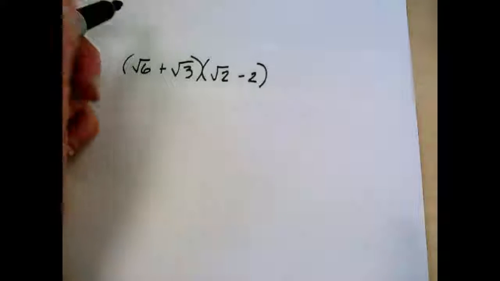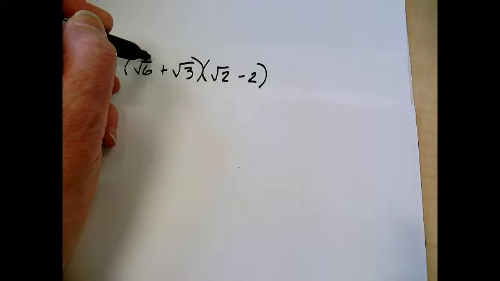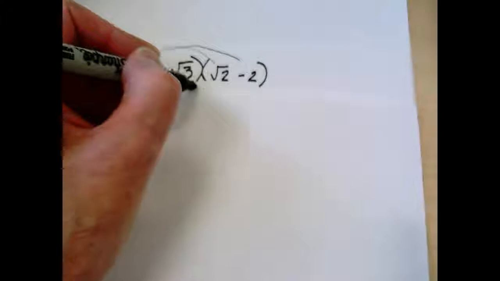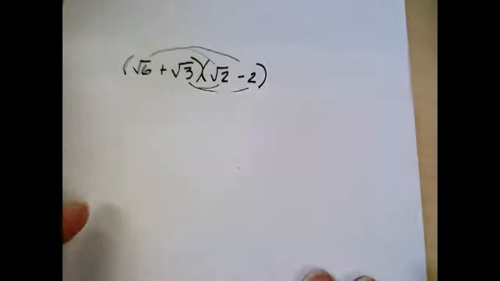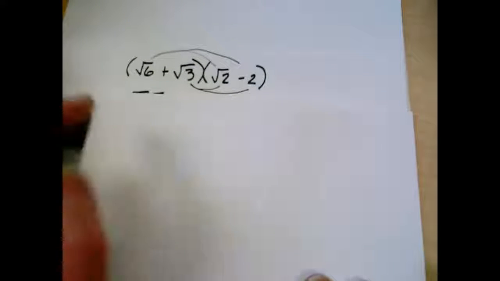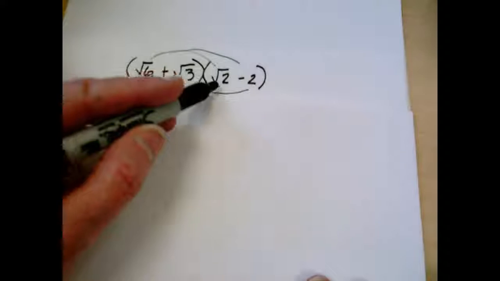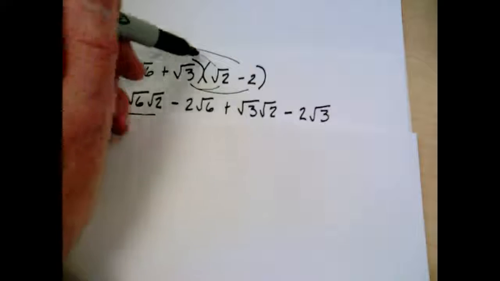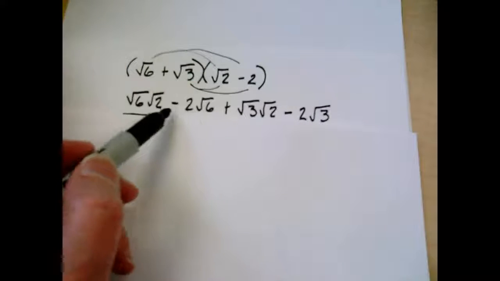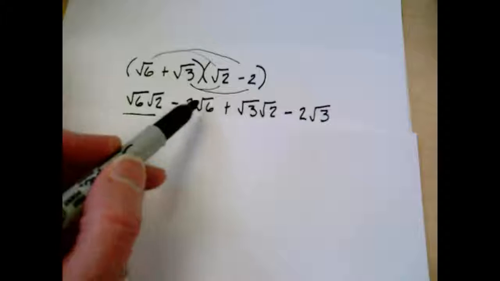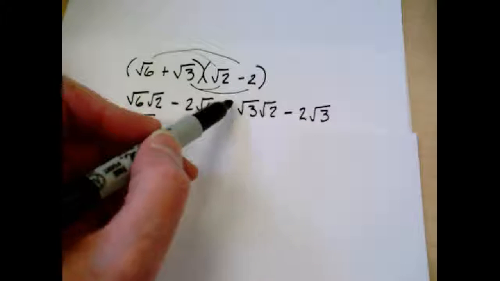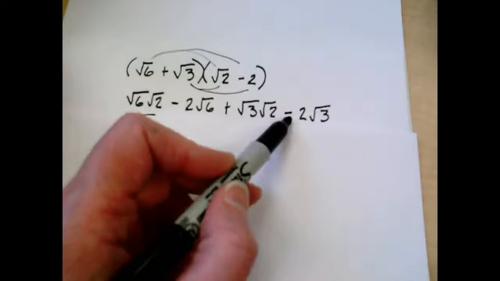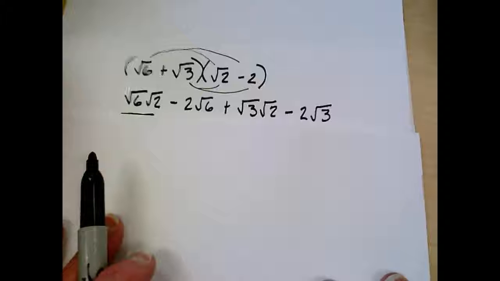When we FOIL, that was always taking the first term times the first term over here. Then we did the outer terms, inner terms, and last terms when we multiplied. So when we take our first term, the square root of 6 times the square root of 2, our outer term, the square root of 6 times negative 2, we put the negative 2 in front, then the square root of 6. The square root of 3 times the square root of 2, write it down. The square root of 3 times negative 2 would be negative 2 square roots of 3.